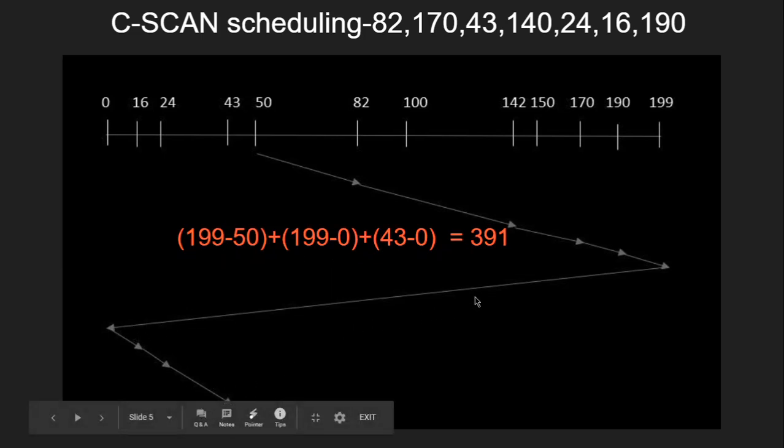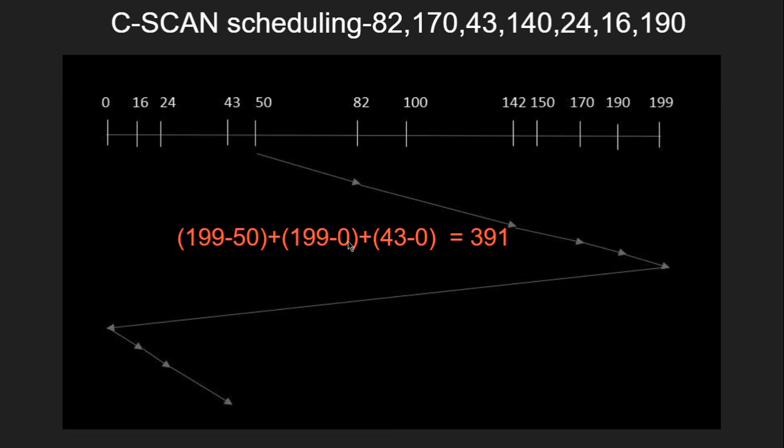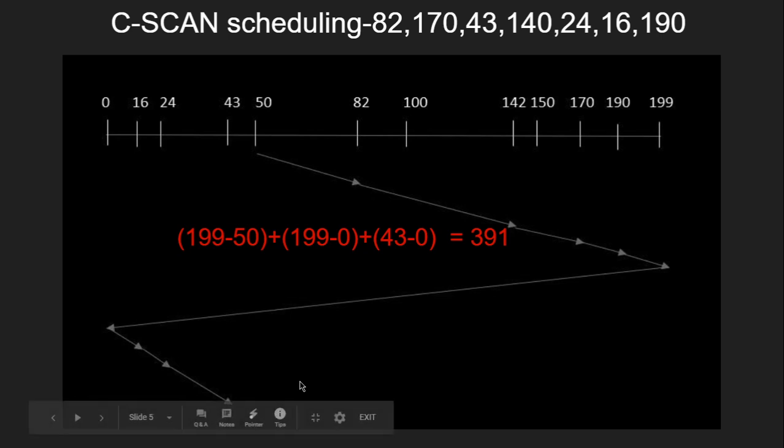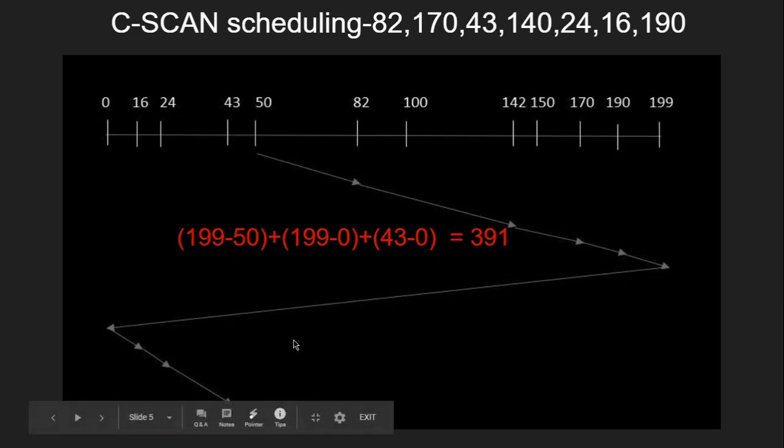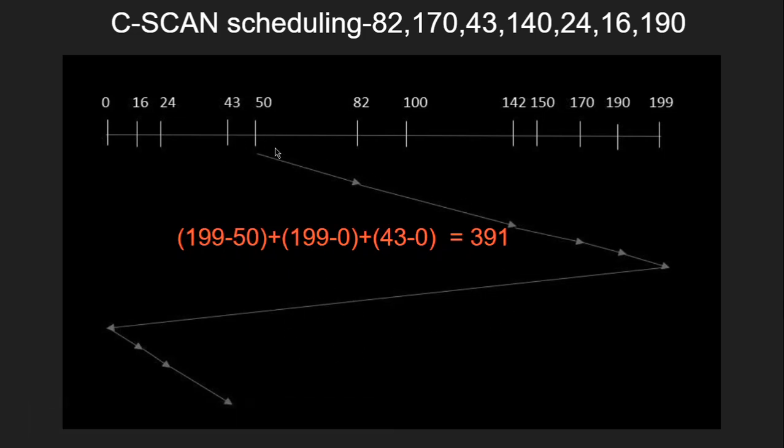In some materials and books, this swipe is not added; it is not considered a head movement. So make the calculation this way, and if the answer doesn't match your calculated answer, you can discard this value, because in some books the value is included and in some books it is written that the value is not included. So accordingly you can find the final answer. Okay, so that's all about the C-SCAN algorithm, and then we'll go to the LOOK scheduling algorithm.